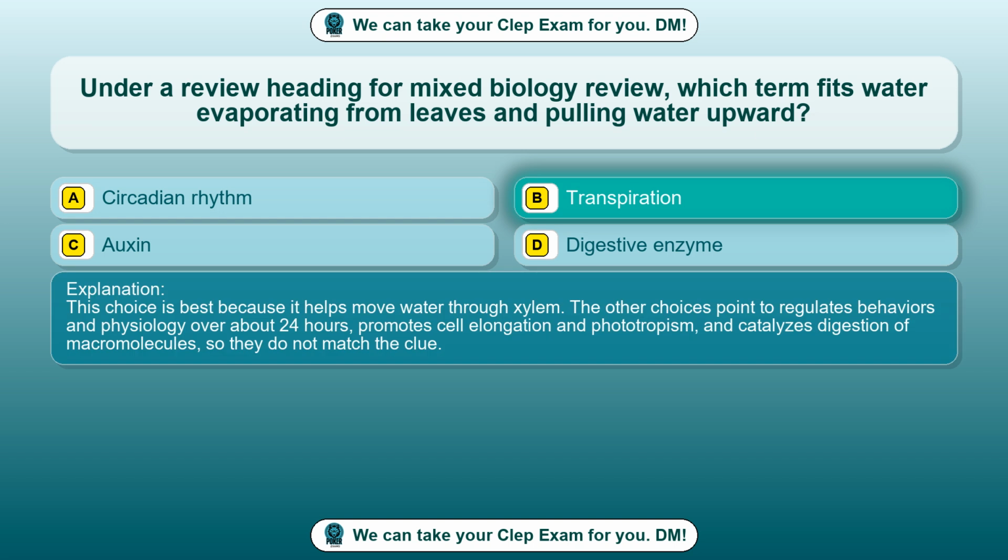This choice is best because it helps move water through xylem. The other choices point to regulates behaviors and physiology over about 24 hours, promotes cell elongation and phototropism, and catalyzes digestion of macromolecules, so they do not match the clue.